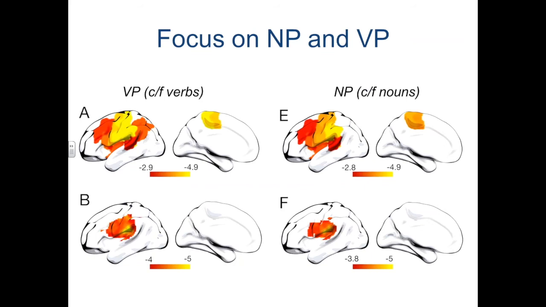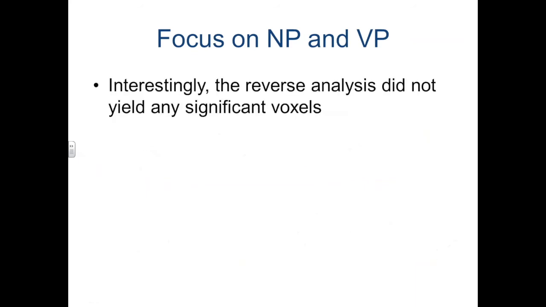You'll see that both verb phrases and noun phrases, verb phrases on the left and noun phrases on the right, had a similar cluster of critical voxels supporting the production of these syntax structures, again controlling for just the lexical component, which is the number of verbs and the number of nouns elicited. Now, interestingly, the reverse analysis, looking at the number of verbs but controlling for the number of verb phrases, did not yield any significant voxels. Same for nouns, controlling for noun phrases.